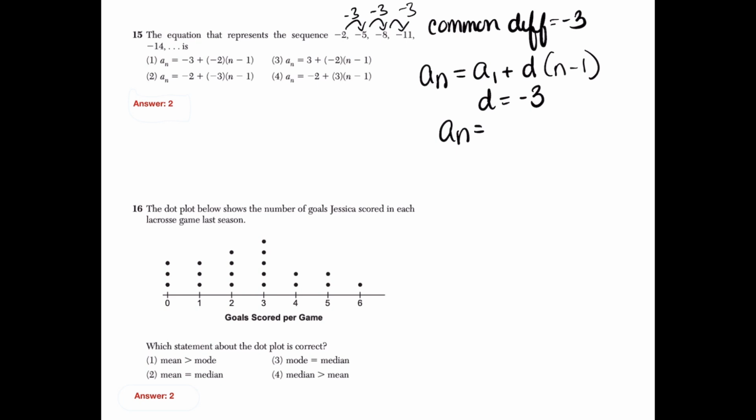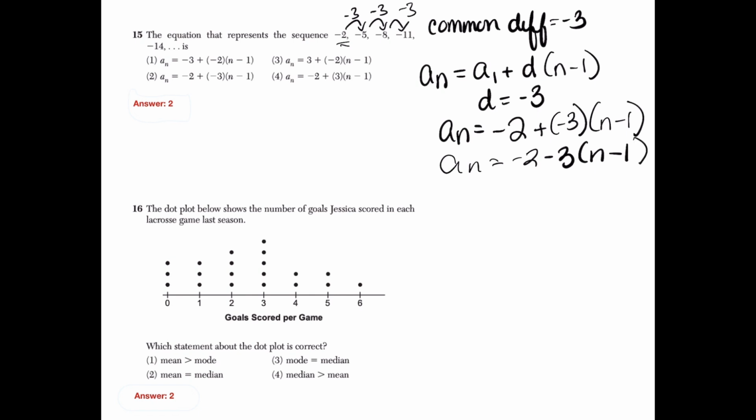And what is my first term, my A1? I started off with -2, plus my difference of -3, times (n minus 1). Looks a little messy, so let's clean this up. An is equal to -2 minus 3(n minus 1). I just cleaned it up because I didn't like how it was looking. And when you look to see which one matches, here it is. This one has my A1, which is -2, and it has my common difference, which is equal to -3.